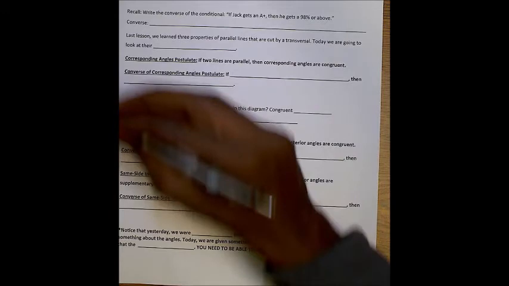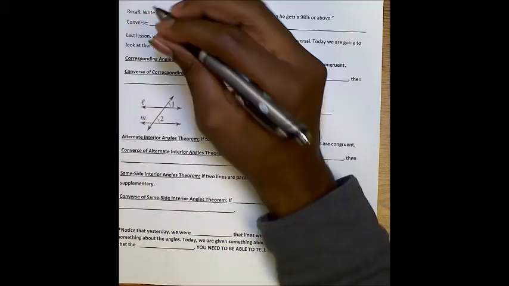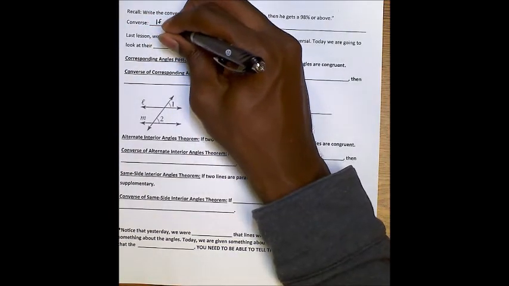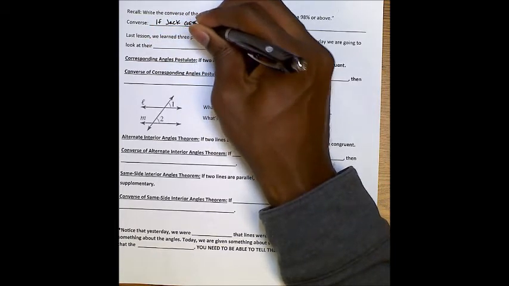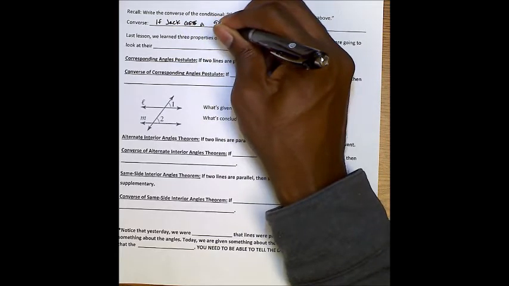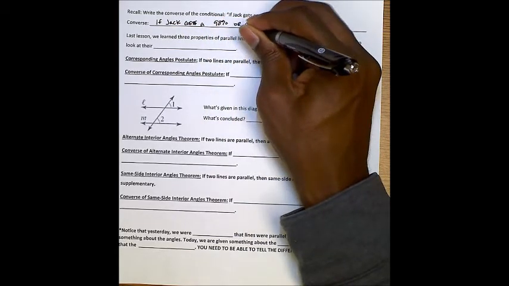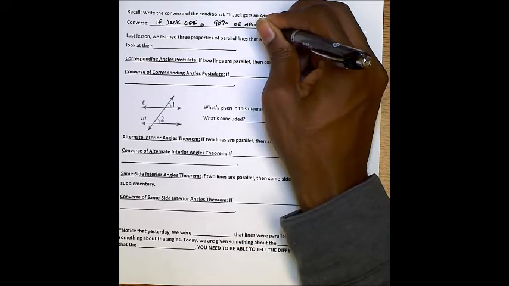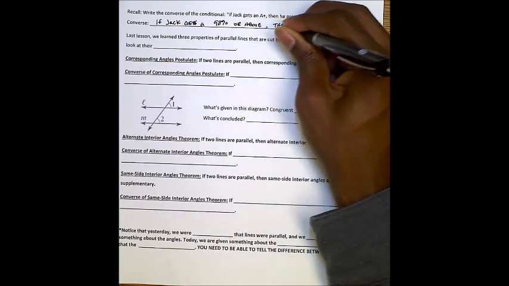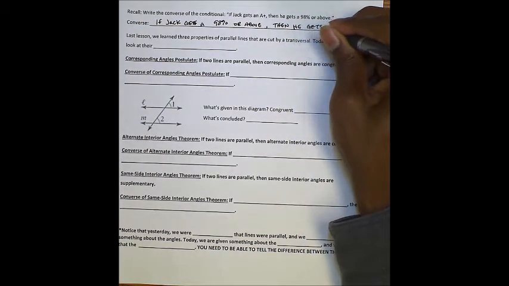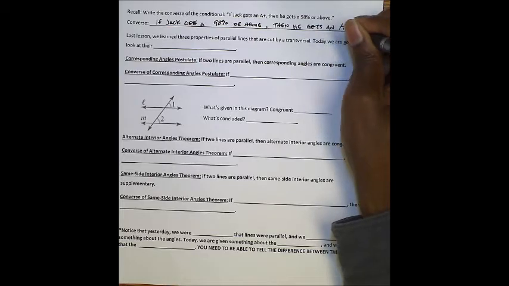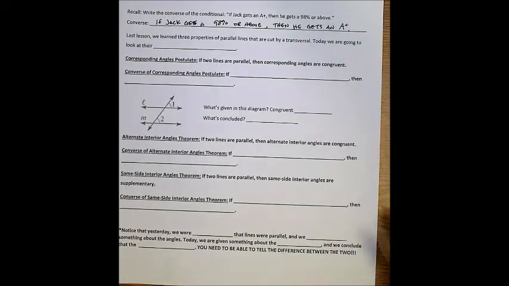If we wanted to write the converse of this statement, we'd say, if Jack gets a 98% or above, then Jack gets an A. Just flip the hypothesis and conclusion. Remember that "if" and "then" stay. They are not a part of the hypothesis or the conclusion.